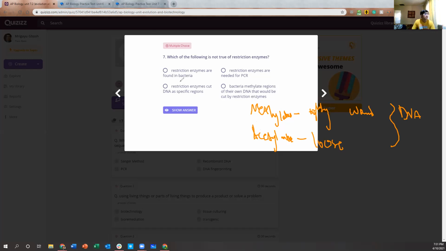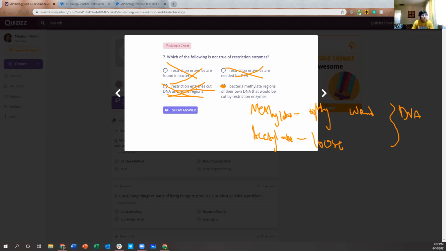So we know that this is definitely true, so we can cut this off. I think this could be true because I'm sure bacteria could cut their DNA, so they probably do have restriction enzymes. I don't know, are restriction enzymes needed for PCR? Maybe. I think they might be needed because if I want to copy just this one gene, I would probably have to cut it first and then replicate it. I think it's this one.